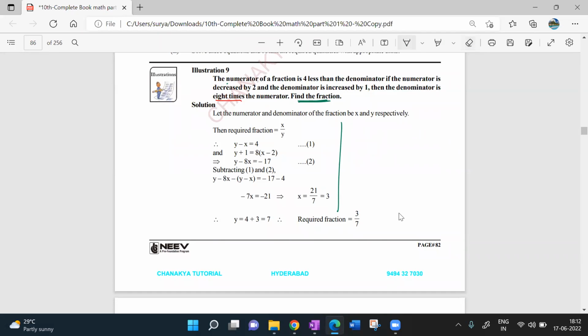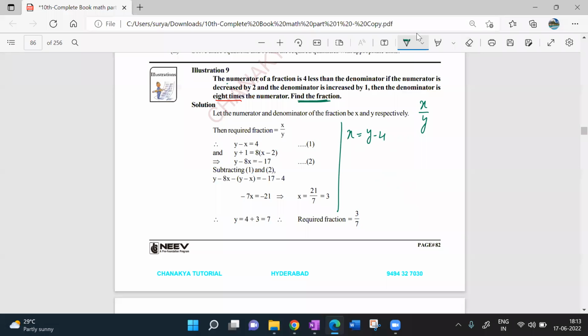Now, if I take this as my required fraction, look at this here, x by y, right? So what he has given here, the numerator of a fraction is 4 less than the denominator. So the numerator of a fraction is 4 less than the denominator is nothing but x is equal to y minus 4, correct? Isn't it? X is equal to y minus 4 or not, beta? The numerator is x, which is 4 less than the denominator, which is nothing but y minus 4. Am I correct? X is equal to y minus 4.